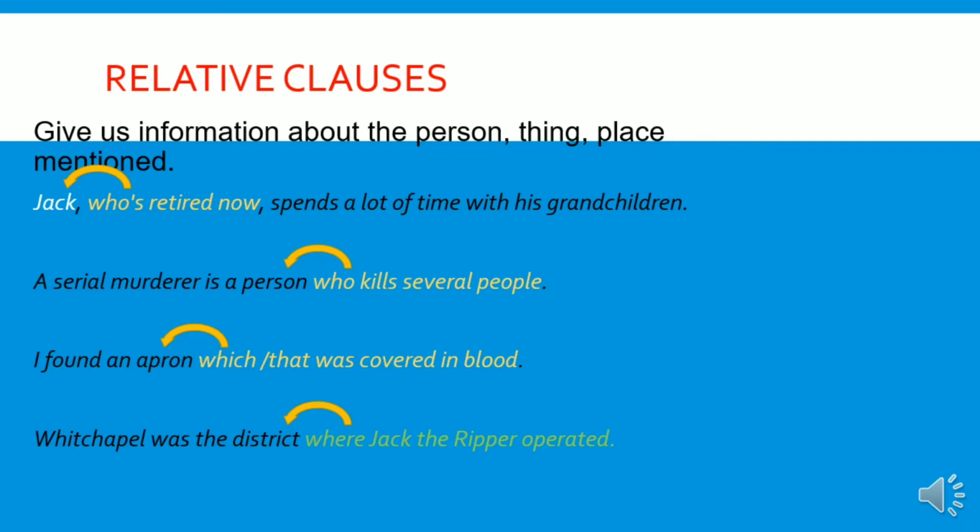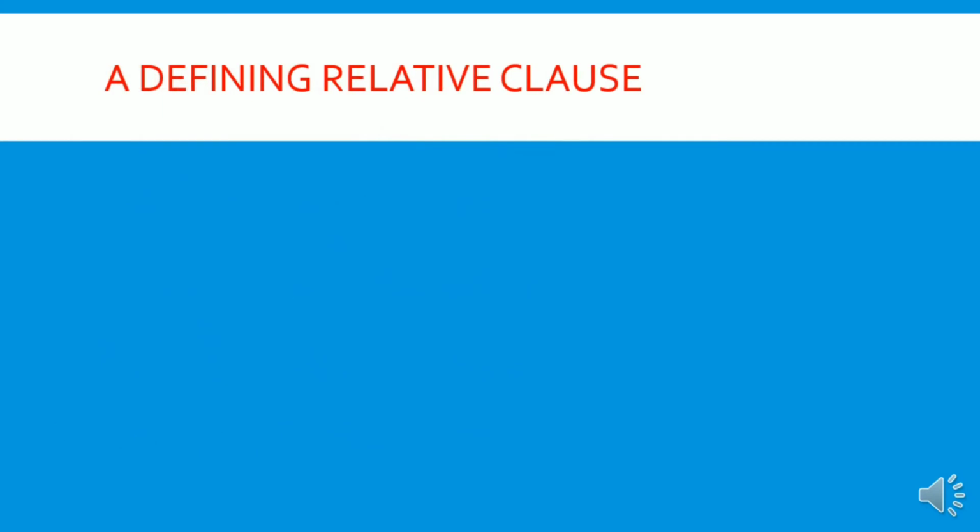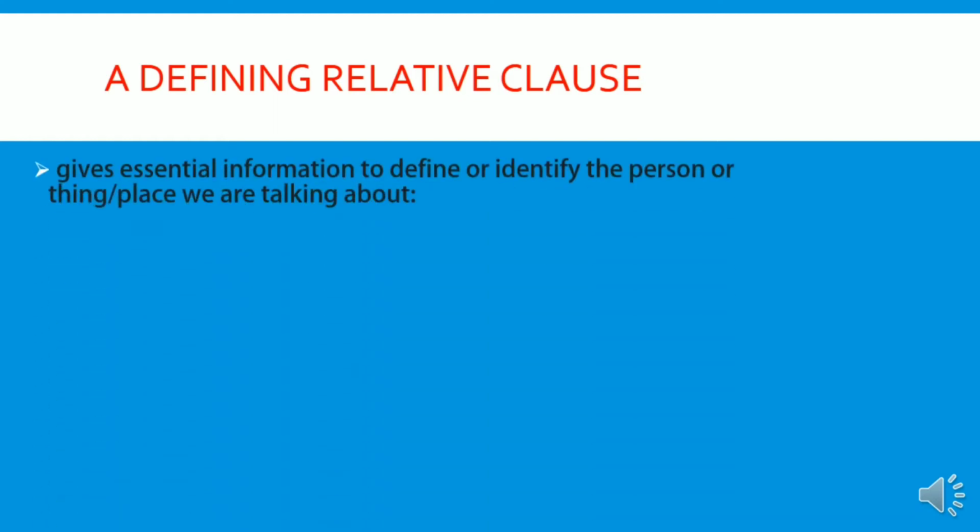Okay, jadi ini adalah penggunaan relative clause. Next, relative clause ada dua. Yang satu adalah ini defining relative clause. Yang kedua nanti adalah ada non-defining relative clause. So, what is defining relative clause? It gives you essential information to define or identify the person or things or place we are talking about. Ingat ya, gives essential information, memberikan informasi essential to define, untuk mendefinisikan tentang orang, tempat, ataupun benda.